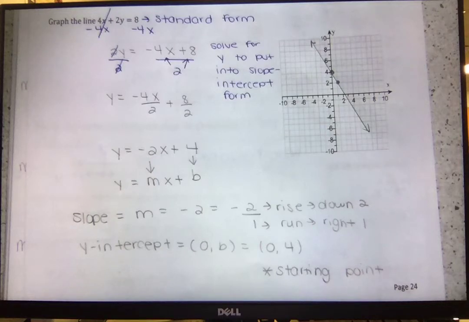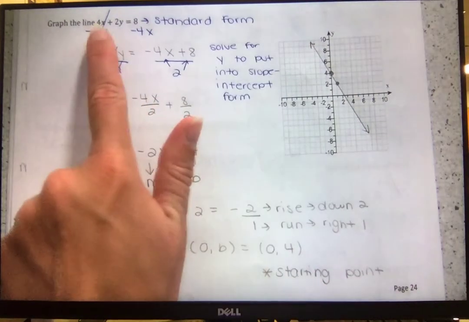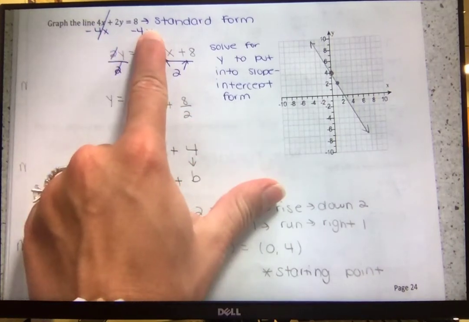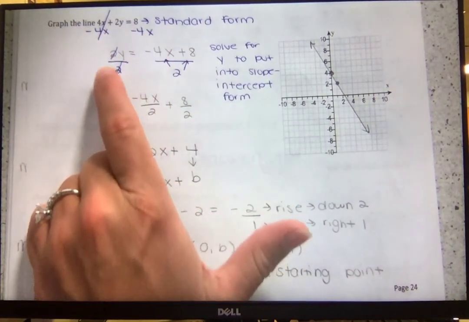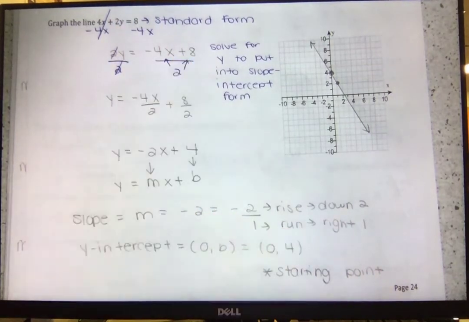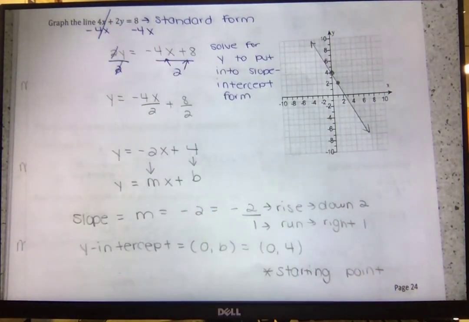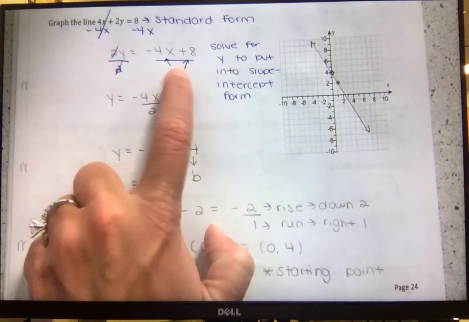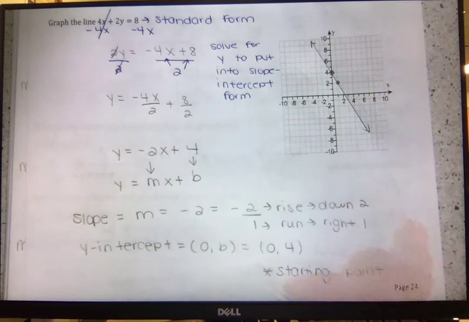So we're left with y equals negative 4x divided by 2 plus 8 divided by 2, which simplifies down to y equals negative 2x plus 4. This is now in y equals mx plus b form, so we can easily see that m is negative 2 and b is positive 4, meaning our slope, which is our m value, is negative 2, which is negative 2 over 1. So we're rising negative 2, which means we're going to go down 2.